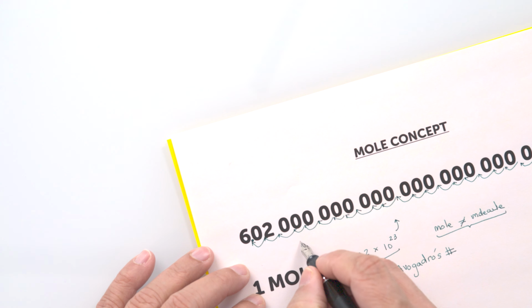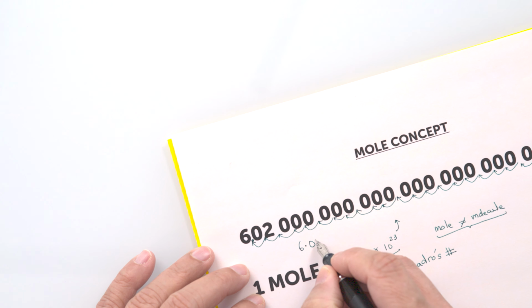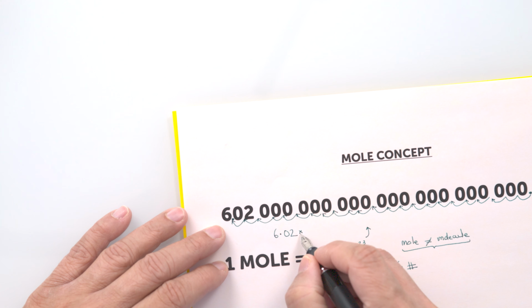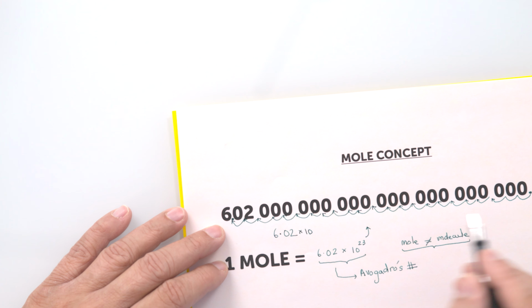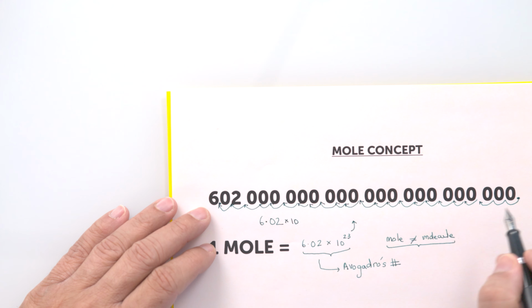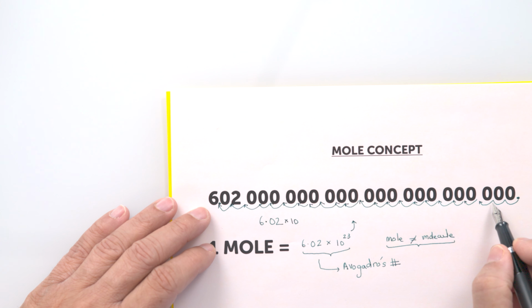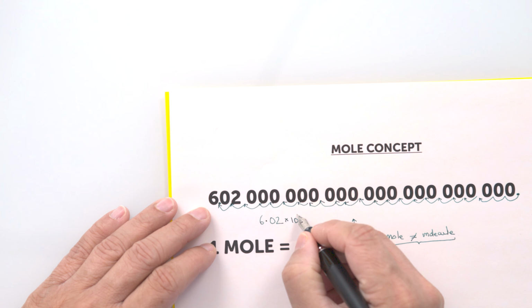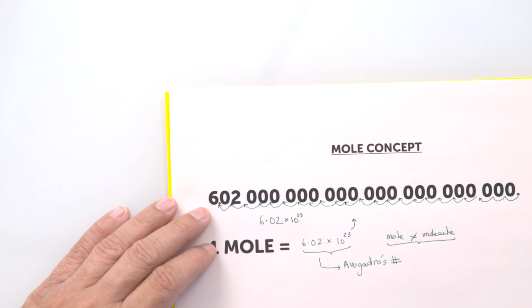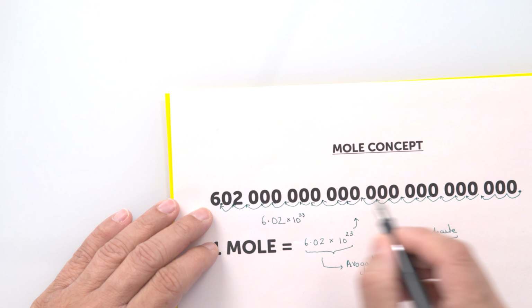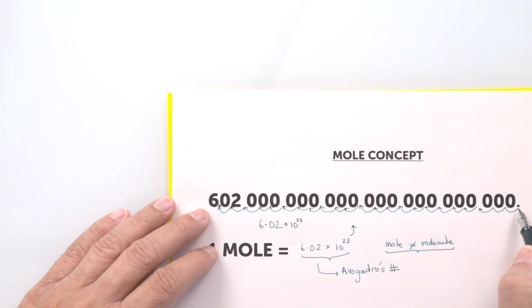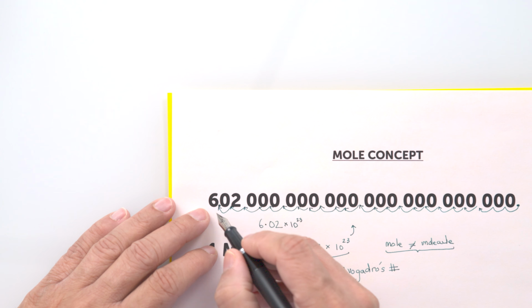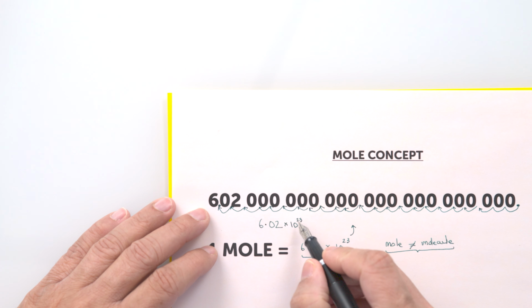So let me write this again. 6.02. We got that. We moved the decimal there. And we multiply this by 10. And we write the number 23 because the decimal moved 23 spaces. This is a very important part of this. That is a plus 23. When you are moving that decimal from the right to the left, that number is going to be positive.